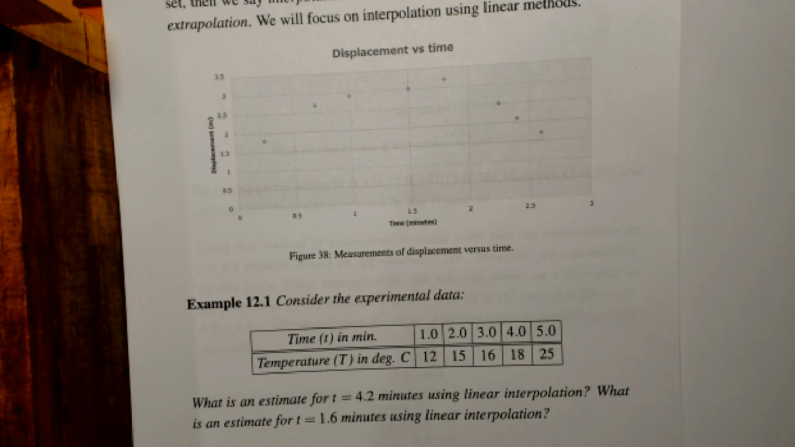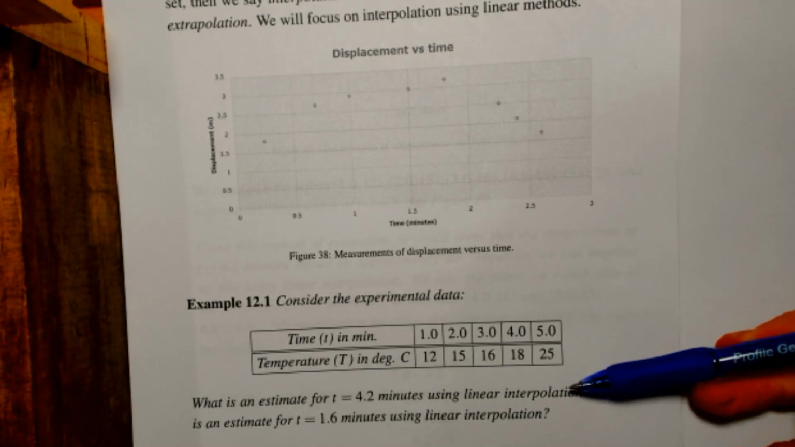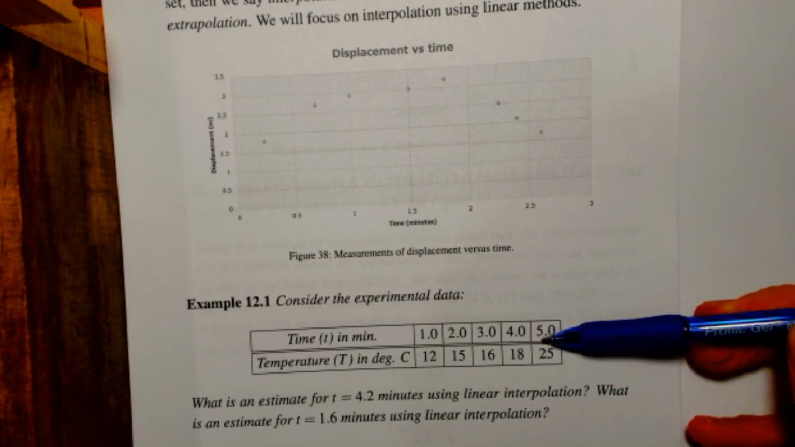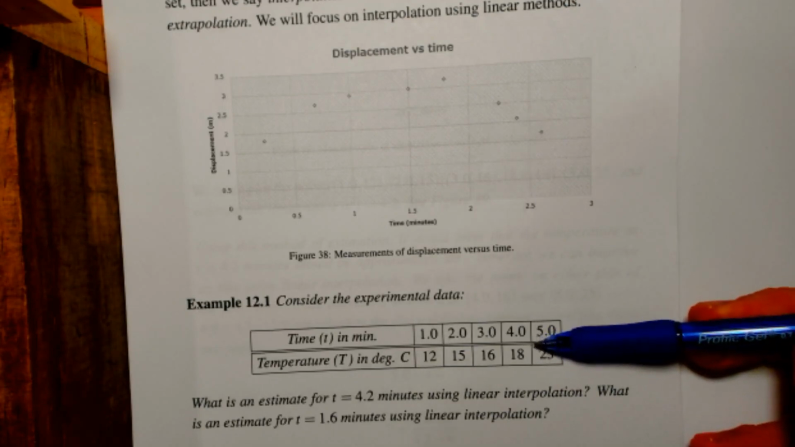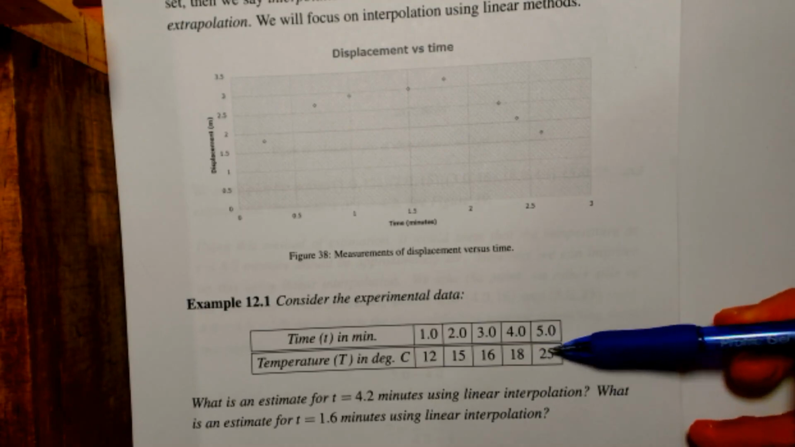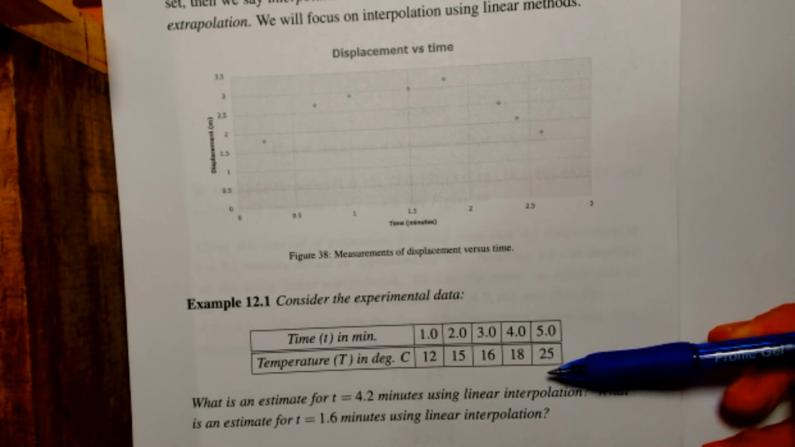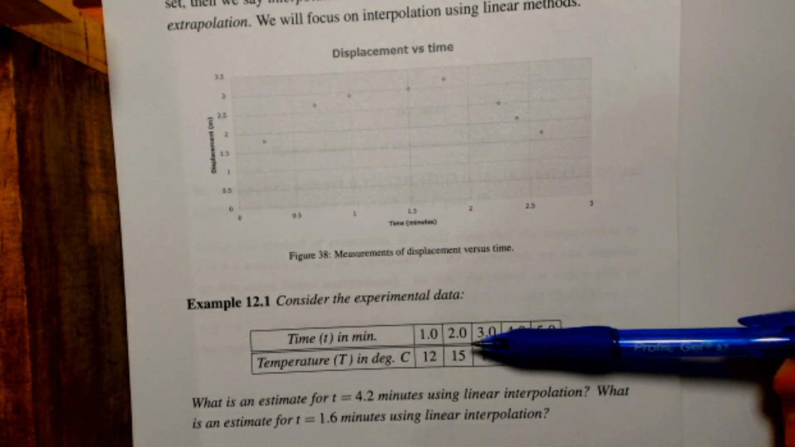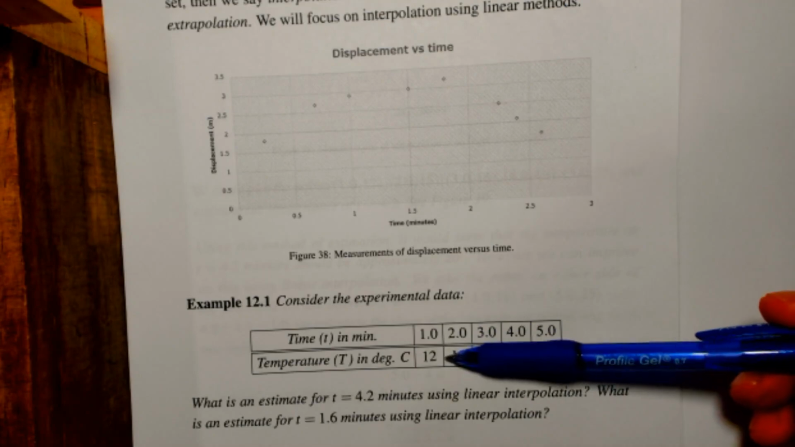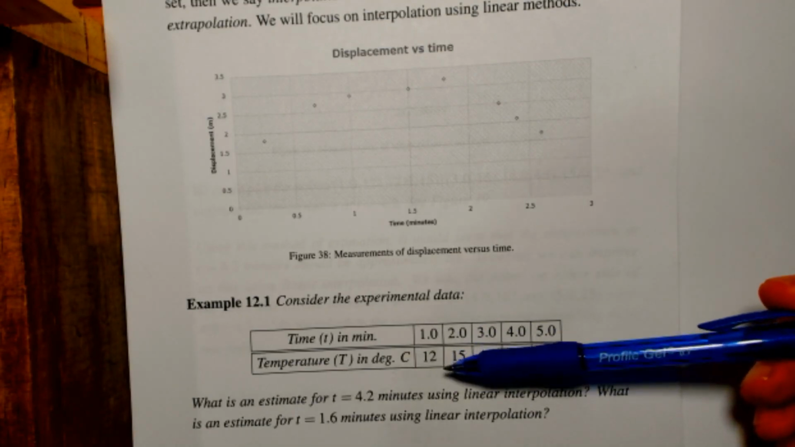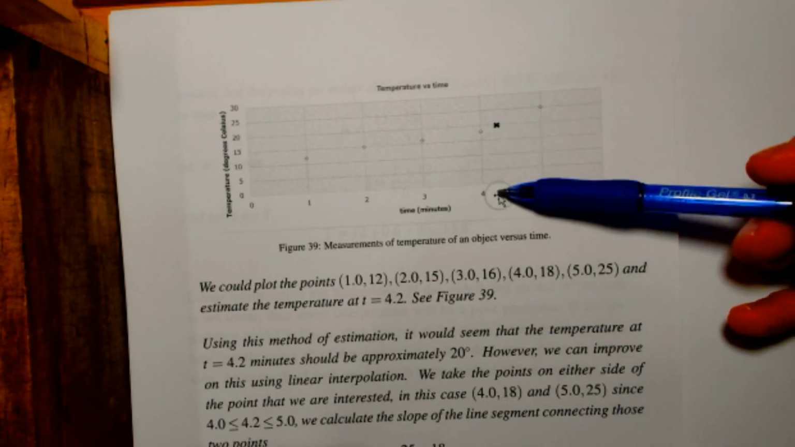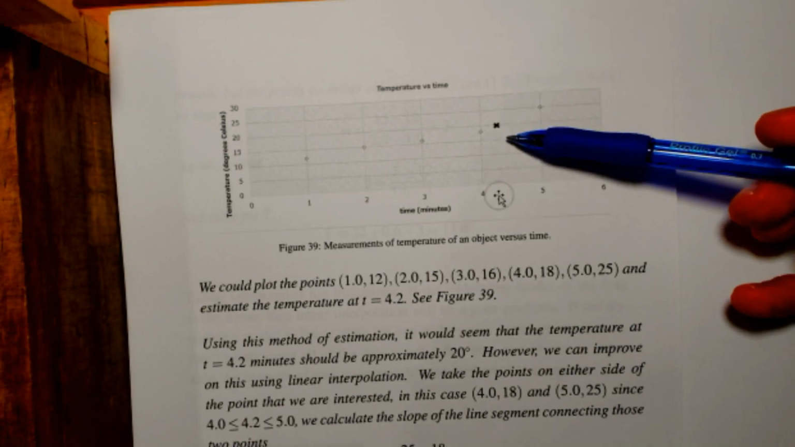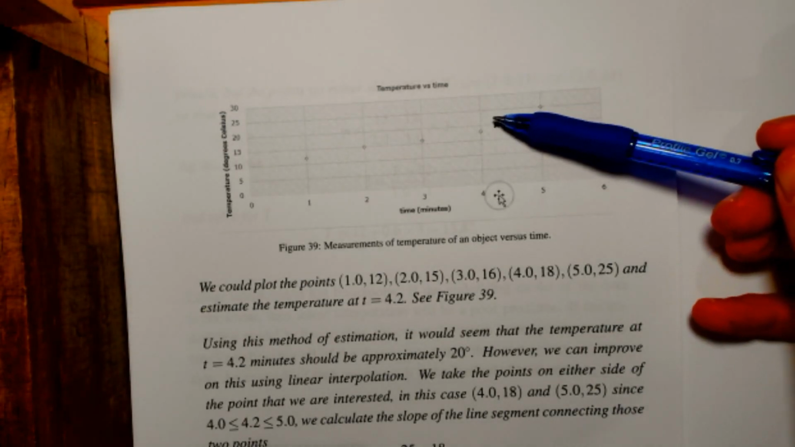Okay, where are these numbers in the time? So 4.2 is between 4 and 5, right? So we would expect then that the corresponding temperature at 4.2 would be somewhere in between 18 and 25 degrees C. Alright, now for 1.6 minutes, it's between 1 and 2, so we might expect the temperature to be between 12 and 15 degrees C. Alright, so here we've got a plot, and then this is at 4.2, it looks like roughly, so we might expect this to be about 20 degrees C.